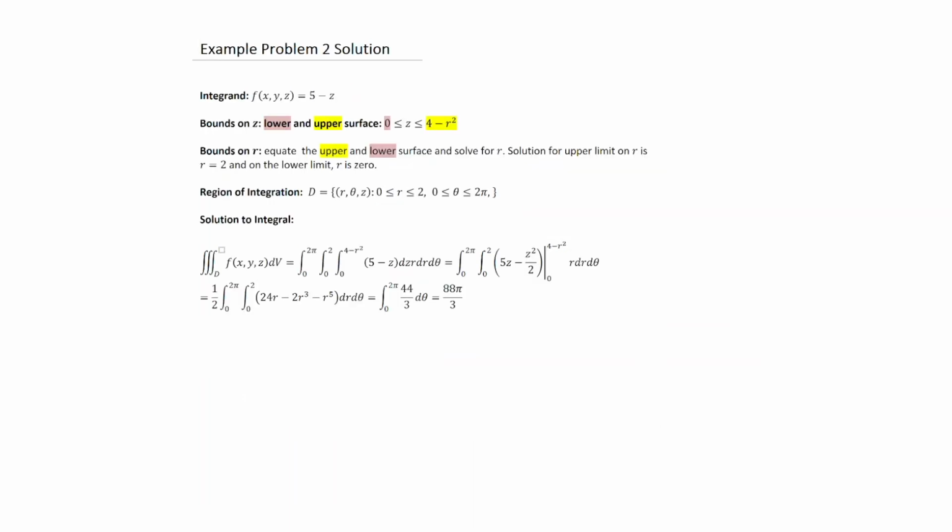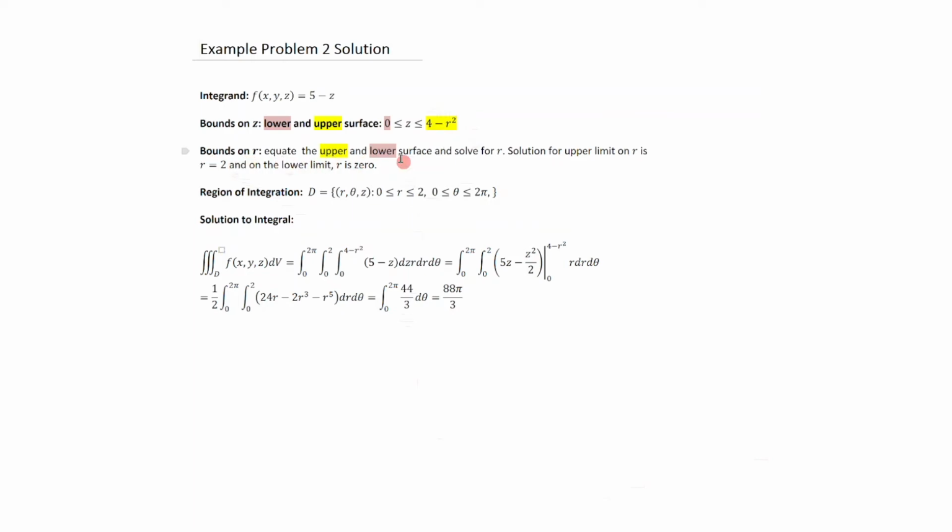And so now we can carry out the calculations. The integrand was given, so we don't have to do anything with it because it's already in cylindrical coordinates: 5 minus z. The bounds on z, the lower and upper surface, are z equals 0 and z equals 4 minus r squared. This is the z equals 0 plane, and this was the paraboloid. So that's the second one. The bounds in r, what are they?